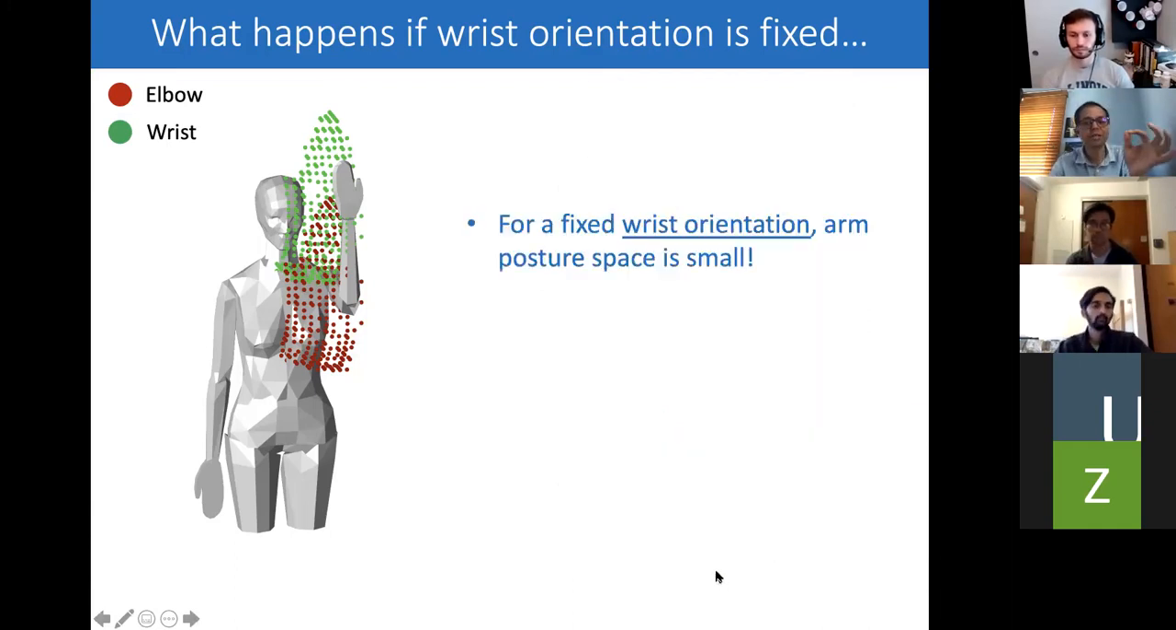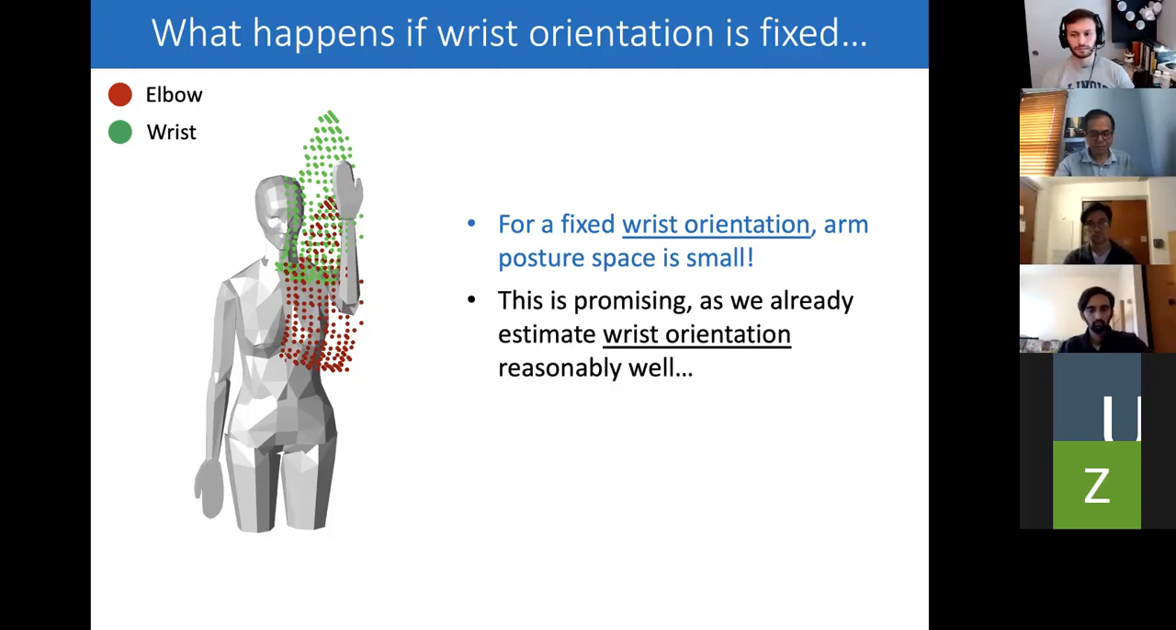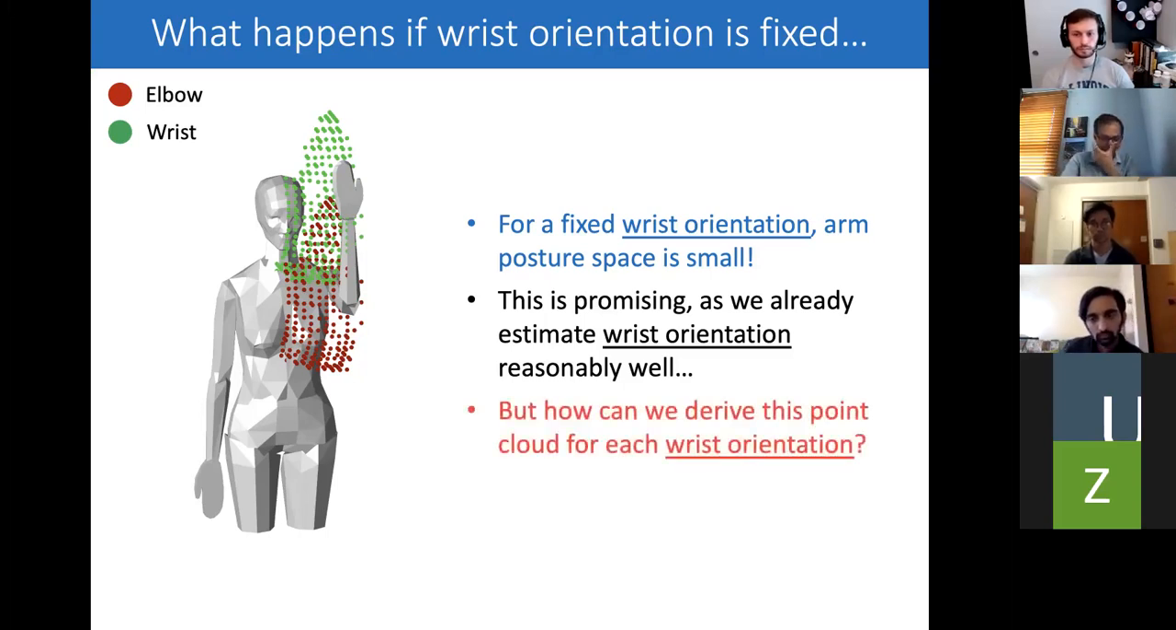So for a fixed wrist orientation, the arm posture space, and remember space we learned in linear algebra, is small. This is promising as we already estimate wrist orientation reasonably well. Wrist orientation we can do well. We have gravity, we have magnetic north, and we have gyroscope. We can combine all of them to do wrist orientation.